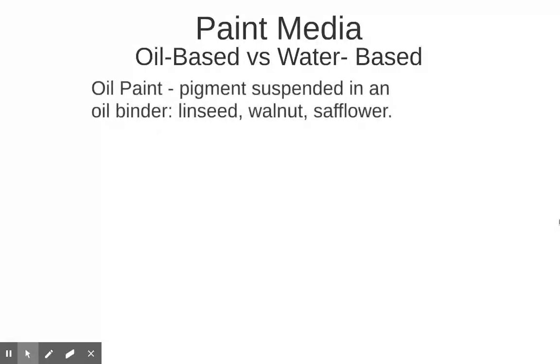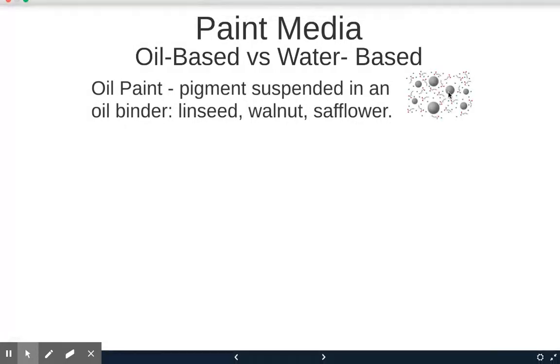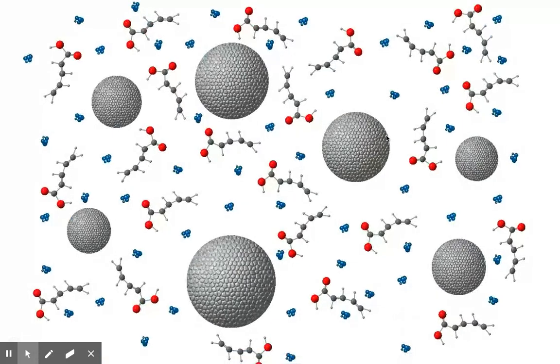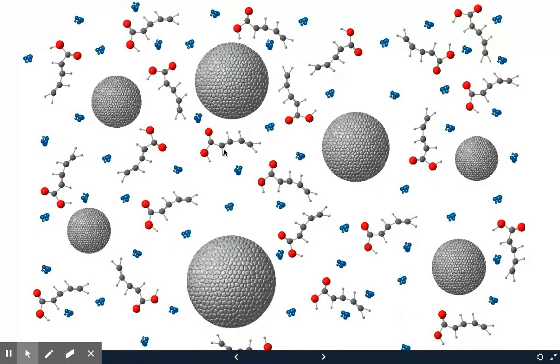Okay, so oil paint is pigment suspended in an oil binder. The oil binders are usually linseed, walnut, or safflower. They are different plants or trees that the oils are taken from. This right here is an image of molecules of the binders with the pigment suspended in them.